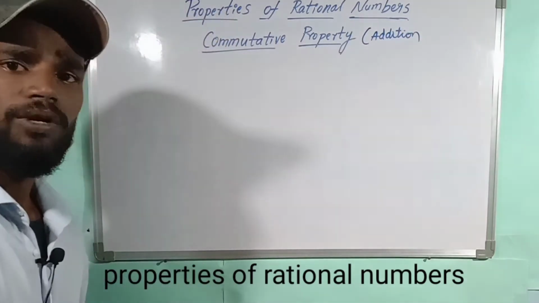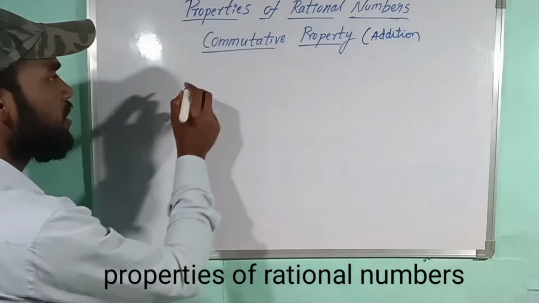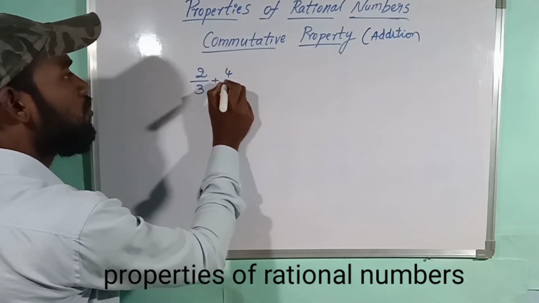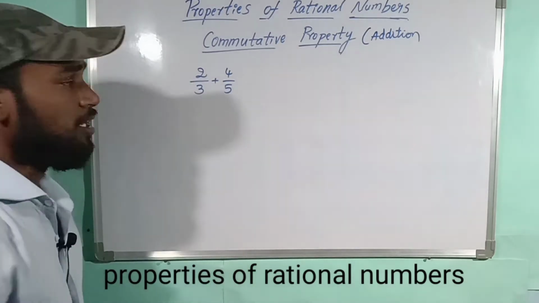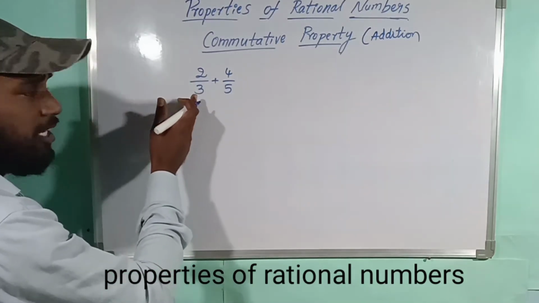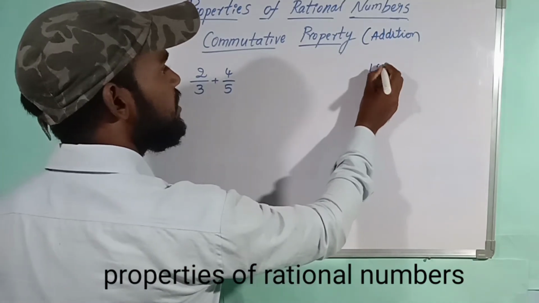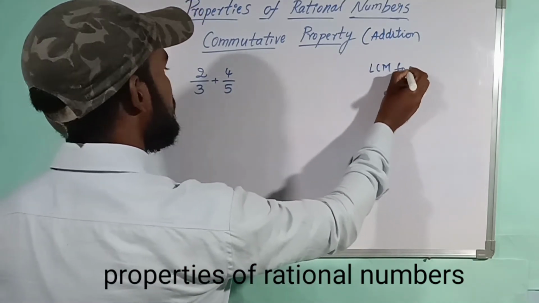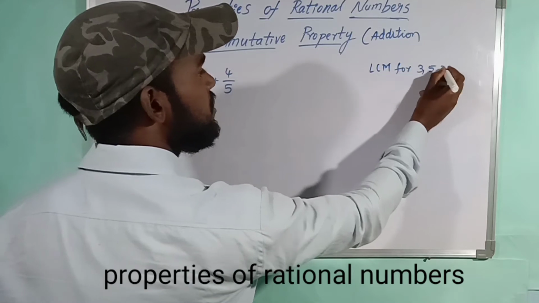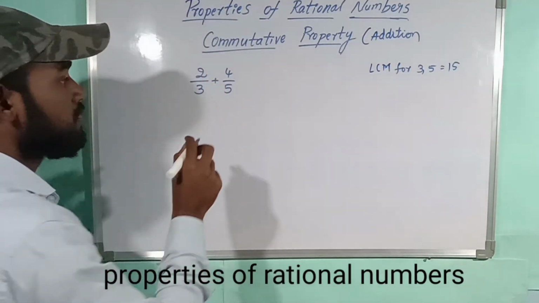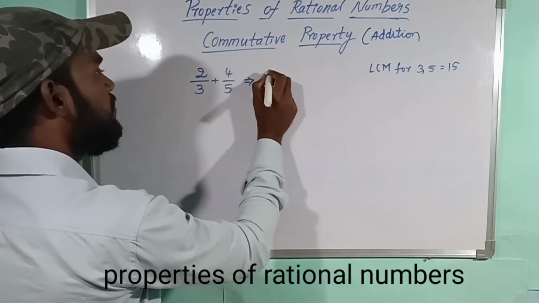So take any two rational numbers, 2 by 3 plus 4 by 5. Everyone clear? Here the denominators are different, so we have to find the LCM. The LCM of 3 comma 5 is 15, because the two are prime numbers. Now do the cross multiplication.